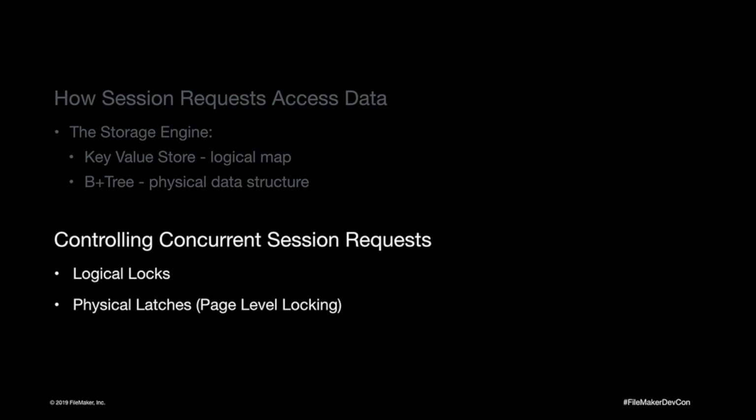So there are two different mechanisms. For the logical key value store, we use a mechanism called logical locks, which I'm going to explain. And for the physical B plus tree, we are going to use the actual page level locks.